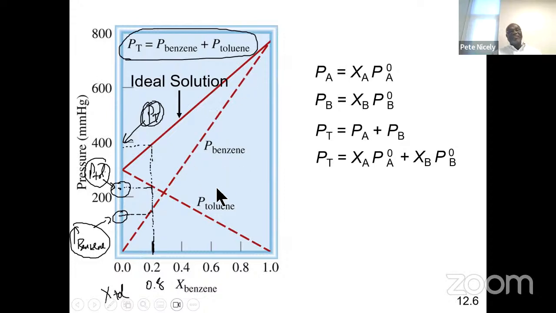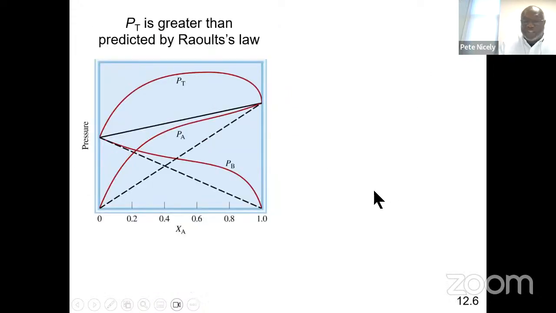An ideal solution is basically one where the intermolecular forces that exist between the molecules in the separate components would be the same when they're mixed together. And basically what you're looking at here on this side are the equations that are involved. So in the case of two components in a mixture, one component is A, the other one is B. This is the equation for the vapor pressure of component A. This is the equation for the B component in the mixture. And therefore the total pressure would be equal to PA plus PB, which means that you add this term to get this equation.